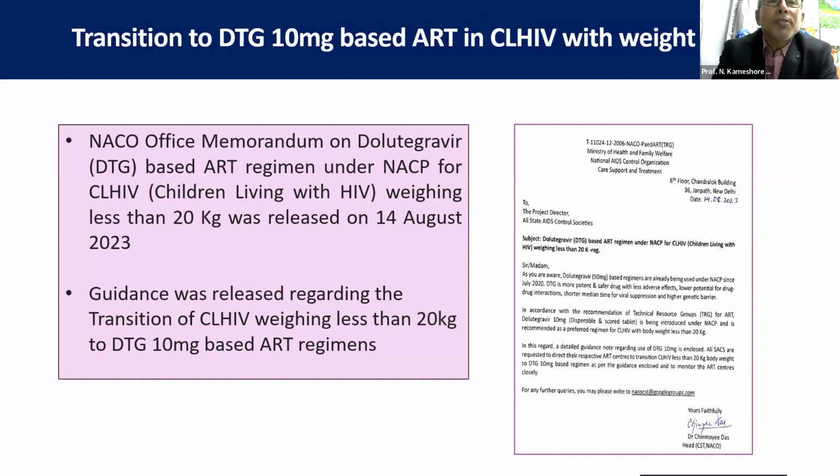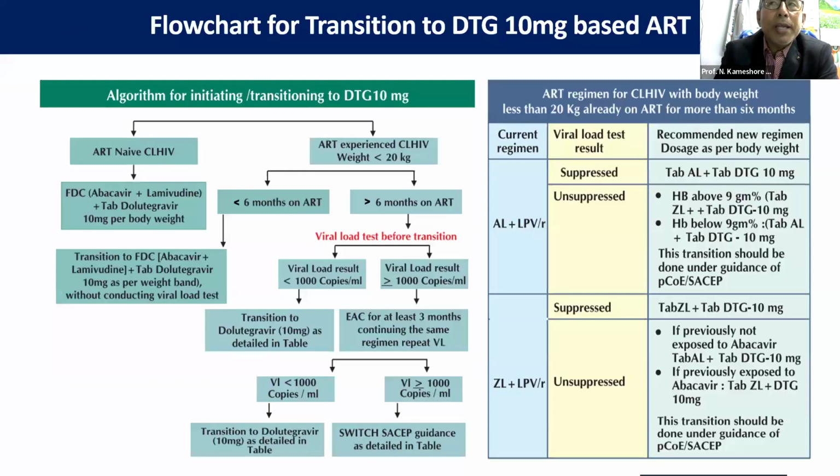So let us see how to do transition to DTG in a previously ART taking syndrome. Particularly in the first group with weight less than 20 kg. For this, the guidelines have been released on 14 August 2023, and this is to be followed. Next. Of course, DTG 10 milligram tablets are to be used. So let us see very carefully, these flows are for transition to DTG 10 milligram based ART in syndrome less than 20 kg, which is very important.